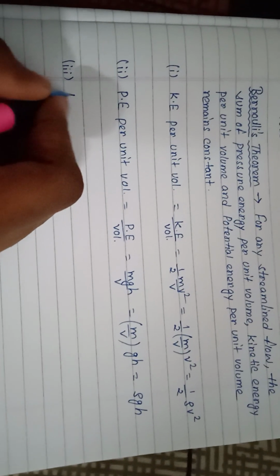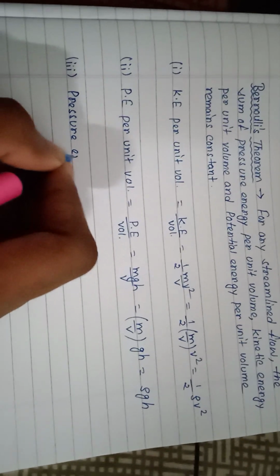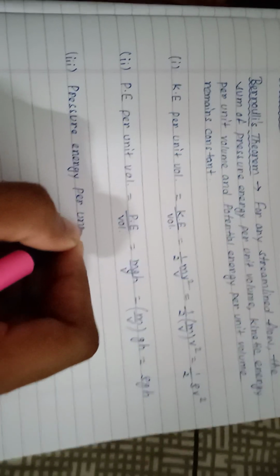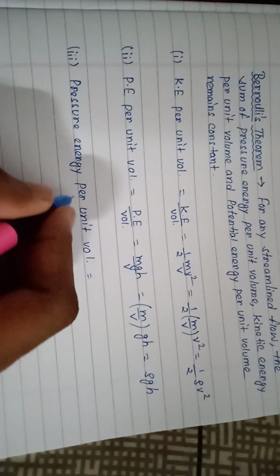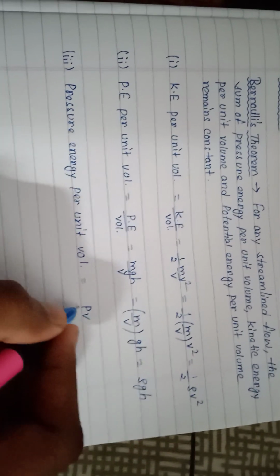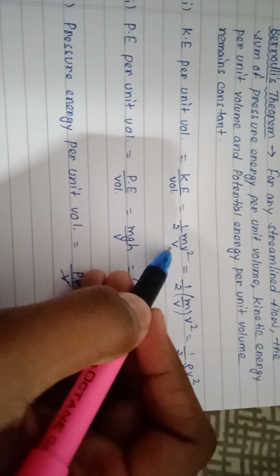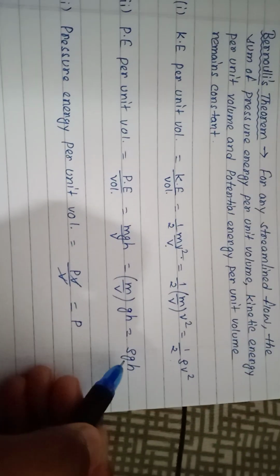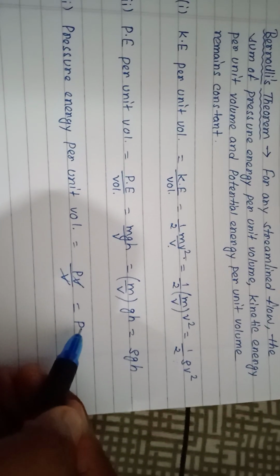Number 3 is pressure energy per unit volume. Pressure energy per unit volume, we know that pressure energy is PV and per unit volume is V. V by V, it will be only P. Here m is mass, V is volume, v square is velocity, rho is density, g is acceleration due to gravity, h is height, and P is pressure.